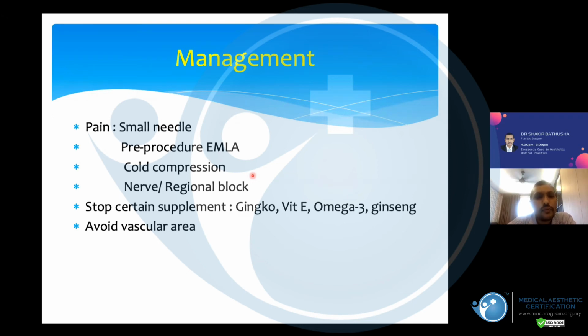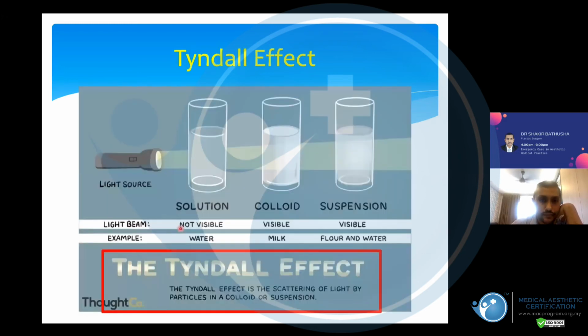In patients who are prone to what we call bruising, make sure they stop supplements like ginkgo, vitamin E, omega-3 or ginseng, which is common in our Asian population, because these can cause very bad bruising. Okay, and avoid vascular areas. For this, you really need to know the anatomy of the area that you're going to be using your fillers.